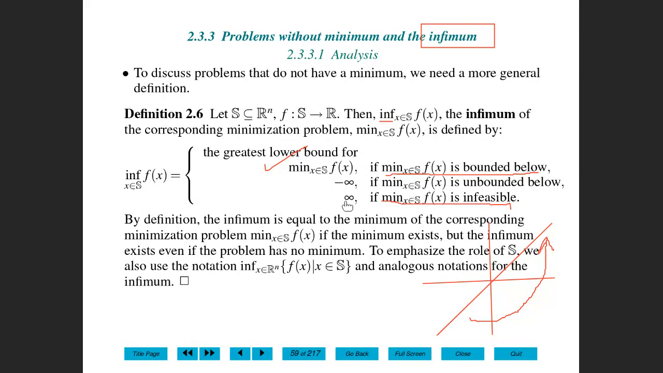infinity. So this is a kind of marker. We can know that if the infimum is infinity, that means for sure, finding the minimum is infeasible for this problem, right? So it's written here in normal English that the infimum is equal to the minimum if it exists. So if there is a minimum, then no problem.